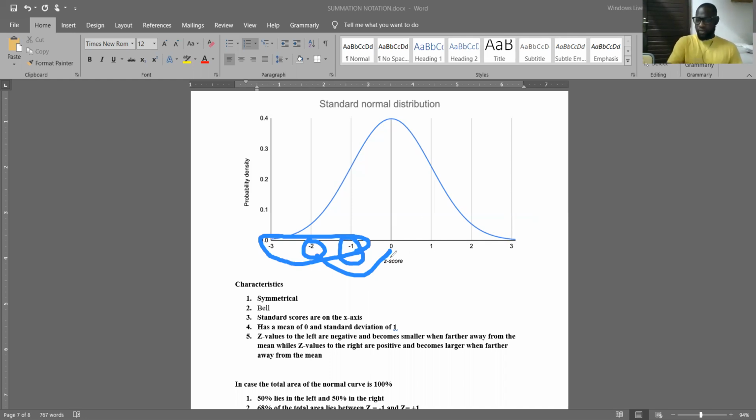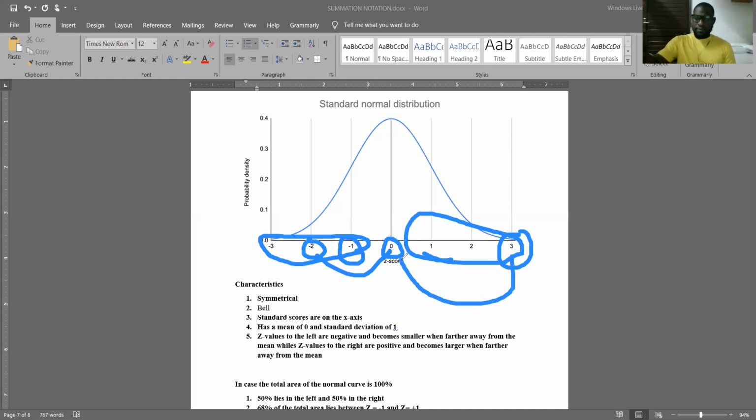But the reverse is true on the right-hand side of the mean. When the z-scores are farther away from the mean, they become larger, because when you compare 3 and 0, 3 is larger than 0, which is the mean. So as the value on our right-hand side becomes farther away from the mean of 0, that value becomes larger. All right.